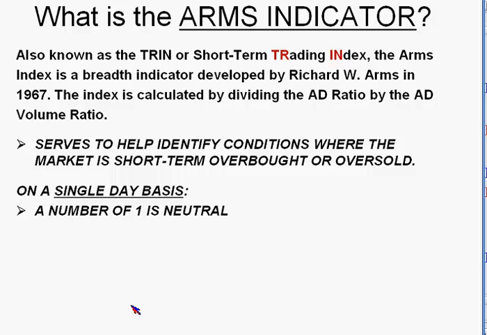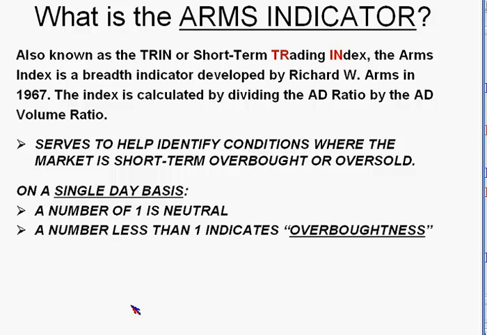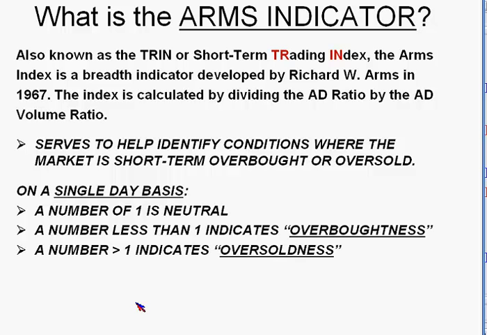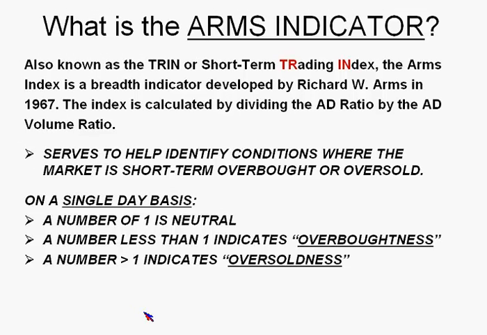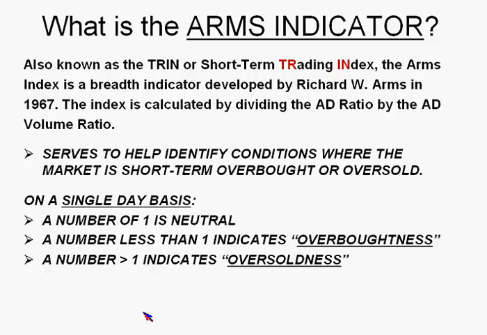If you get a number less than 1, that indicates a degree of overboughtness. The more that you're less than 1 on that ratio, the more overbought that day was. Then if you get a number bigger than 1, that would indicate a degree of oversoldness. The higher above 1 you are, the more oversold that particular day was. So 1 is kind of neutral. Less than 1 tells us we're overbought. Greater than 1 tells us we're oversold.